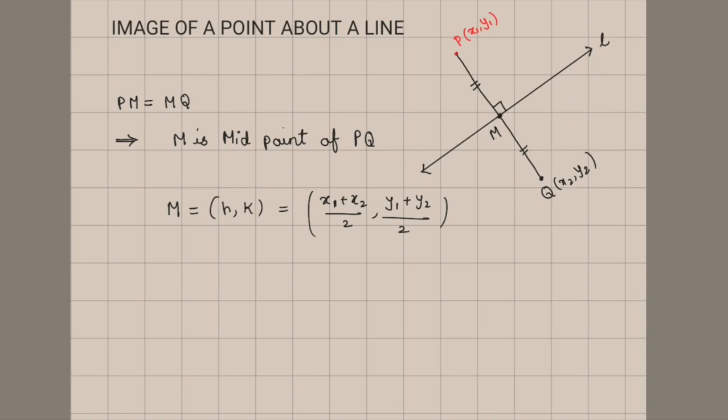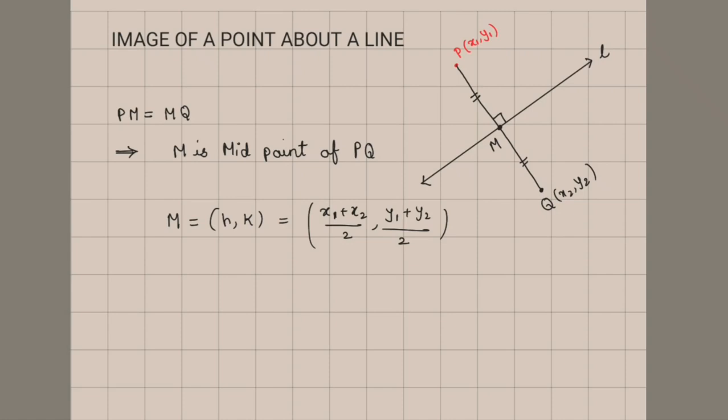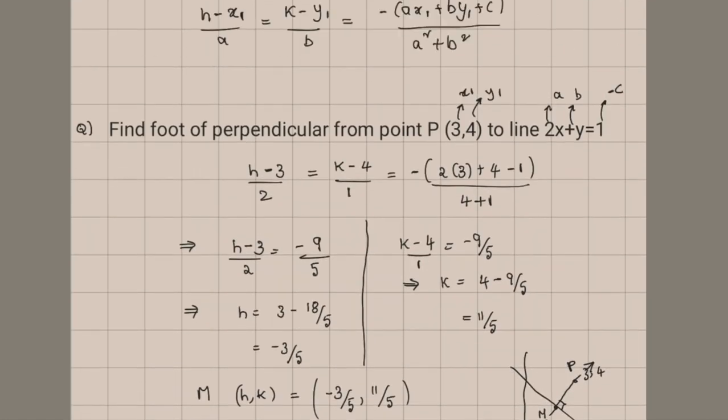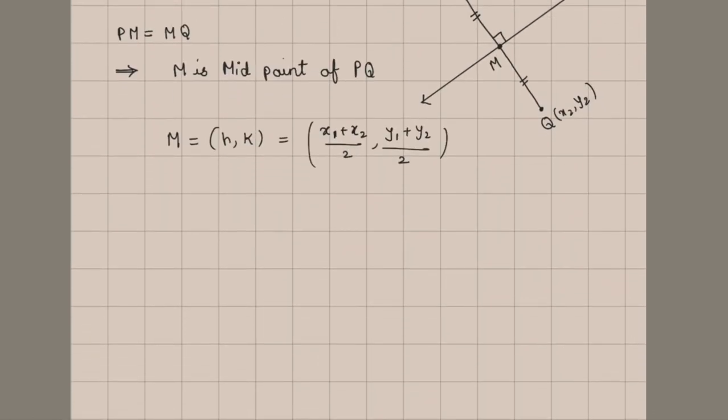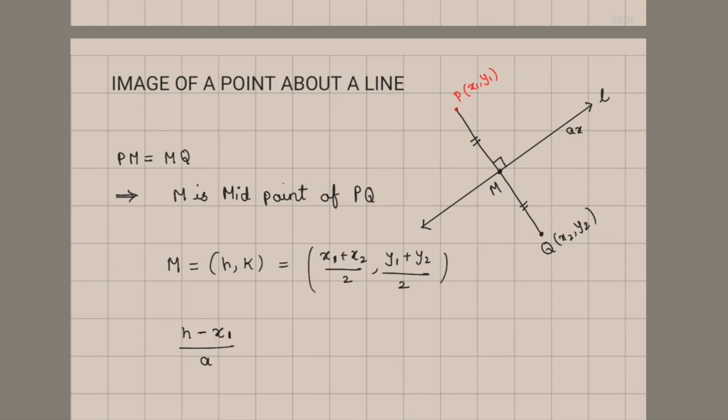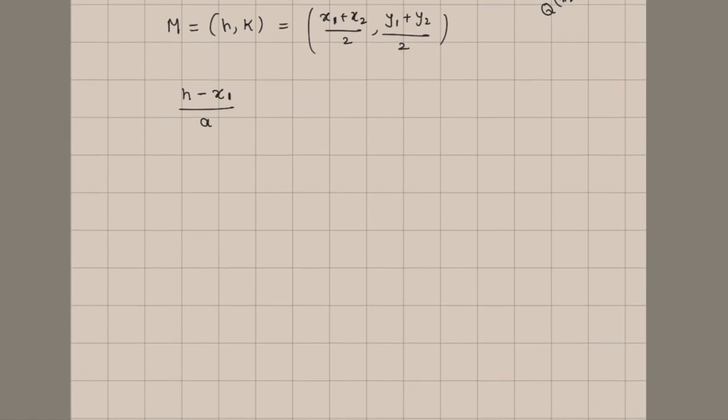We got some condition for the foot of the perpendicular. If you substitute h comma k in this equation, you will get the equation for finding the image of a point. So h minus x1 by a, let's say this line equation is ax plus by plus c equals 0, equals k minus y1 by b equals minus of ax1 plus by1 plus c by a square plus b square.